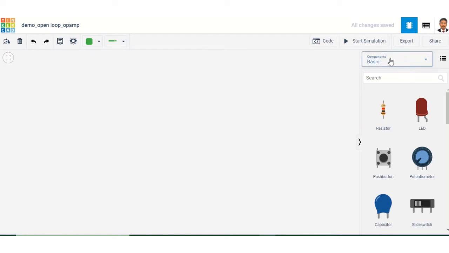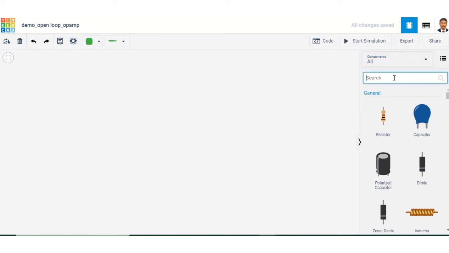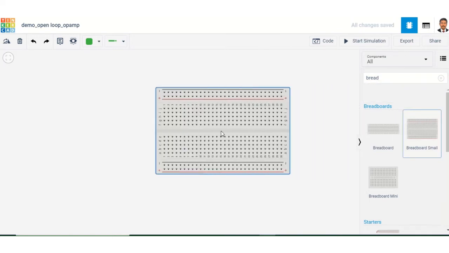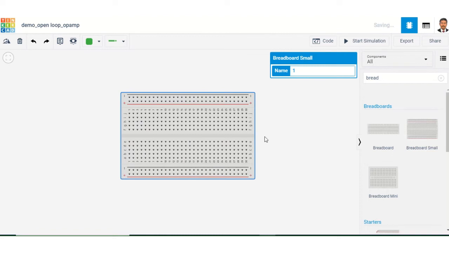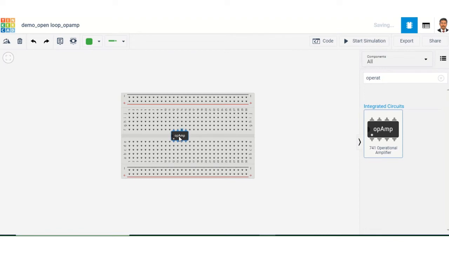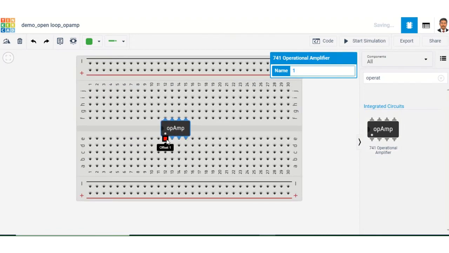Here this is the toolbox. I am going to select all, and search for breadboard. I am going to take a small breadboard. Just drag and drop. This is the breadboard. Then I need the operational amplifier, IC741. You have to connect the operational amplifier like this.